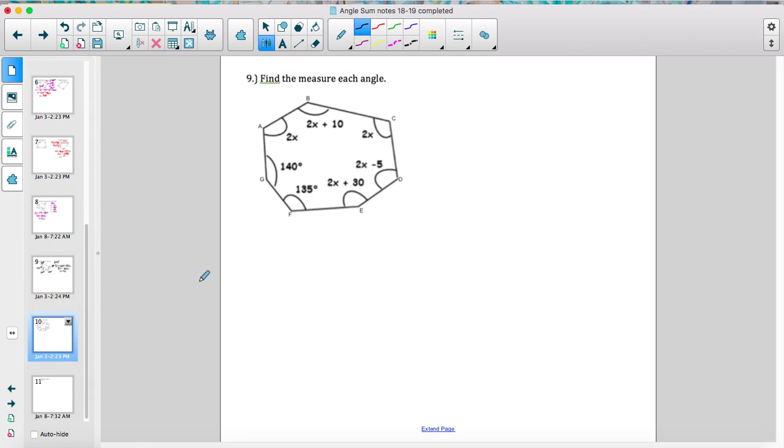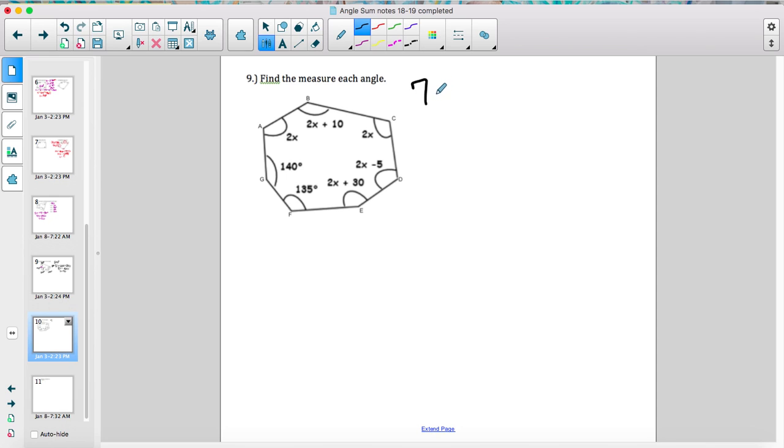All right, last time I would like you to pause, please, and figure out the total sum for this polygon on number 9, and then find the value of x. Hit play when you are done. Okay, let's see how you did on problem number 9. We have 1, 2, 3, 4, 5, 6, 7. A 7-sided shape, so I don't have that memorized.